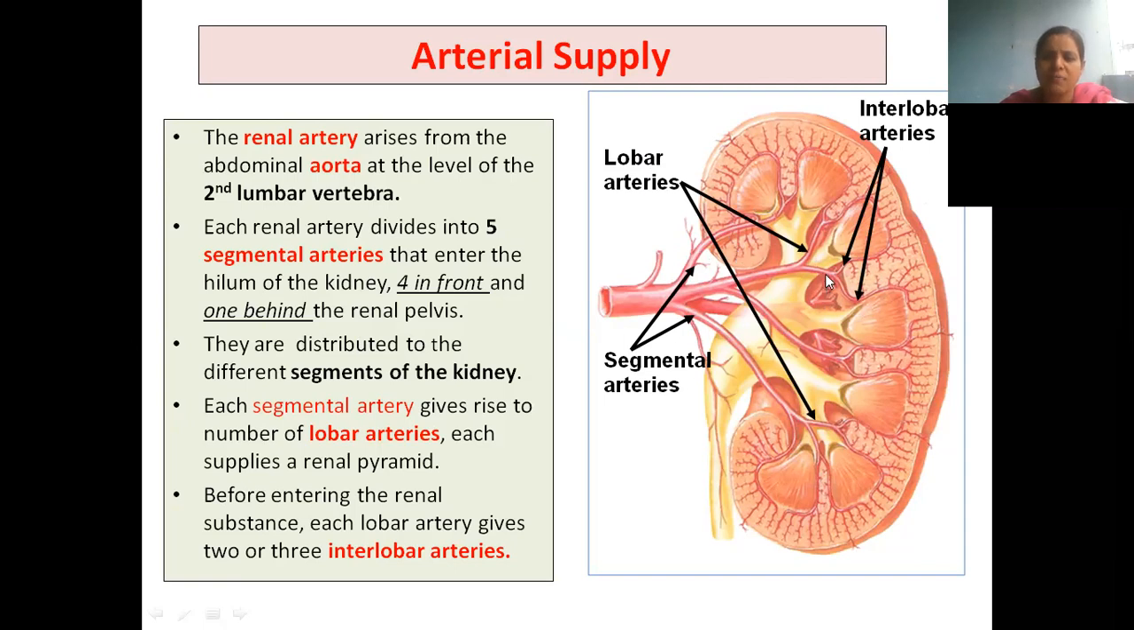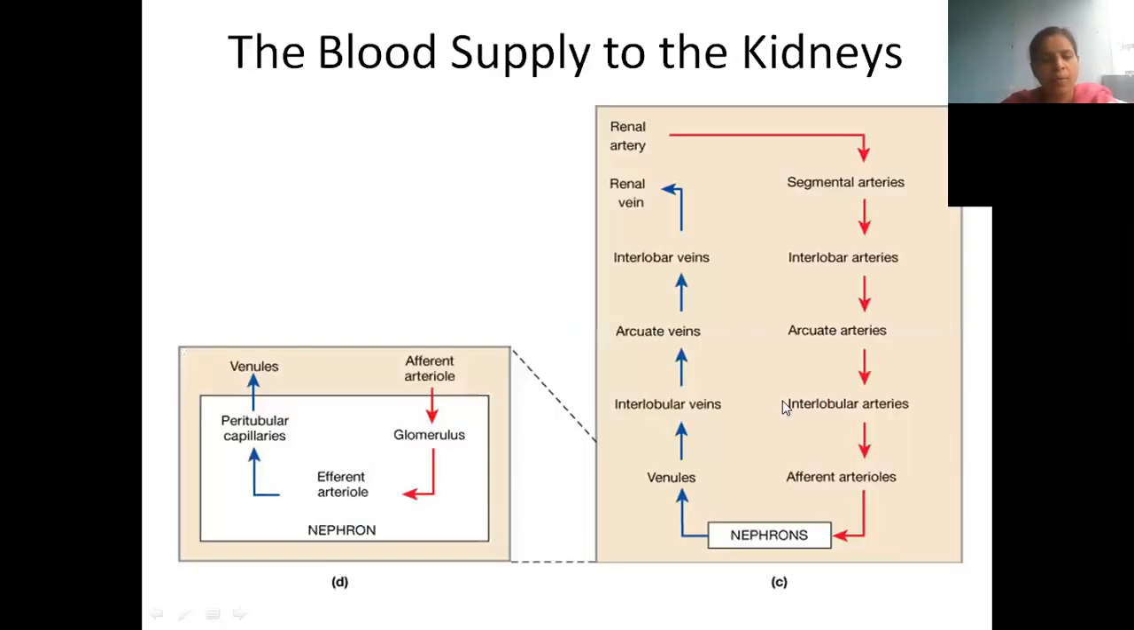These lobar arteries further run between the renal pyramids, they are called interlobar arteries. These are interlobar arteries. This is arcuate artery. When it arches, it is arcuate artery. Once it arches, it gives rise to afferent artery, glomerulus, efferent arteriole. Okay, see, the branching pattern is something like this. Renal artery, 5 segmental arteries, interlobar, arcuate, interlobular, afferent arterioles, glomerulus we have, right?